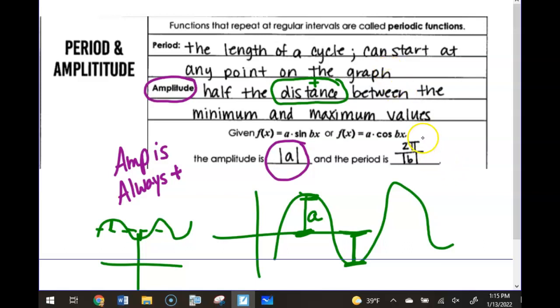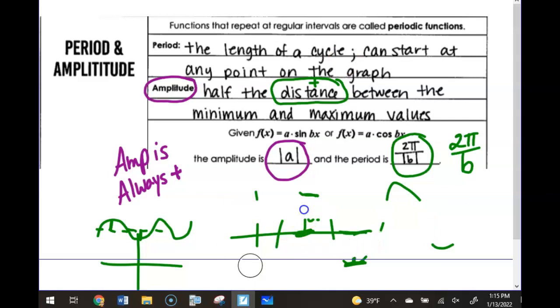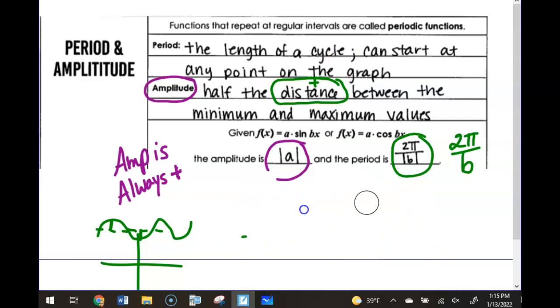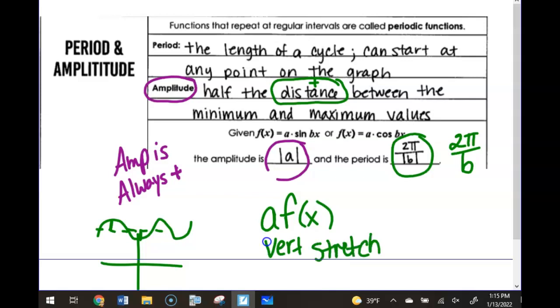Okay, this is 2 pi over b. It is a reciprocal relationship. Let me just review that for a second with you. This is how we learned it first semester. What was A? It was a vertical stretch. Remember that? Or shrink? If it was a 2, it stretched it. If it was a 1/2, it shrunk it.